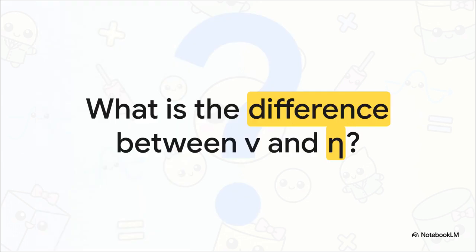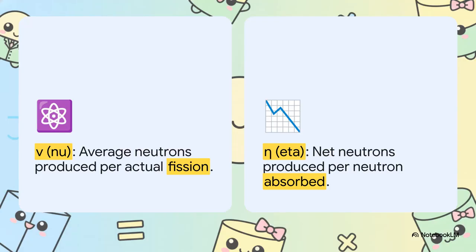The text actually throws a really great pop quiz at us right here to test this exact concept. It asks us to differentiate between the Greek letters nu and eta. It asks, which one is greater in magnitude and why? Take a second to think about it. What actually happens when a neutron hits the fuel? Well, here's the deal. The answer comes down to the harsh reality of those parasitic absorptions we discussed earlier.